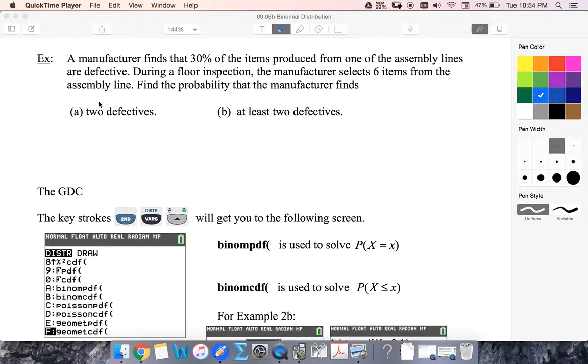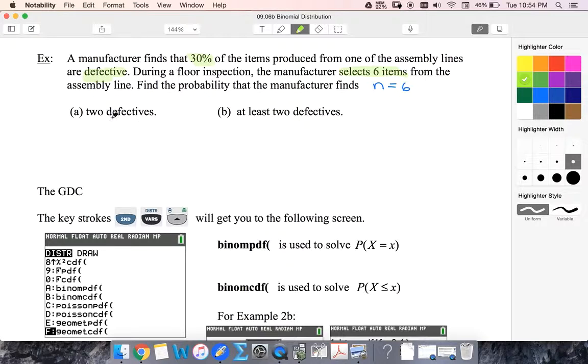All right, 30% of the time some item produced is defective. So during an inspection, select 6 items. Notice this problem does not actually tell us it's a binomial distribution, but our hint is select 6 items. That means we've got 6 trials. This is telling me I've got an n value of 6. And over here, 30% of the time are defective.